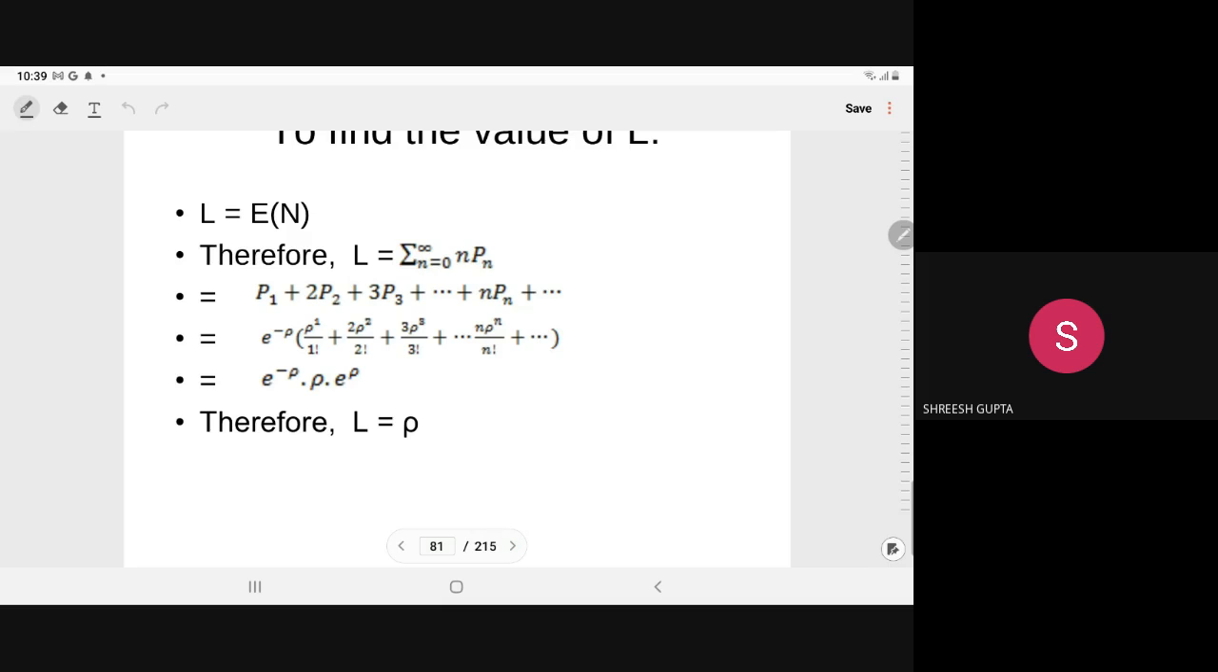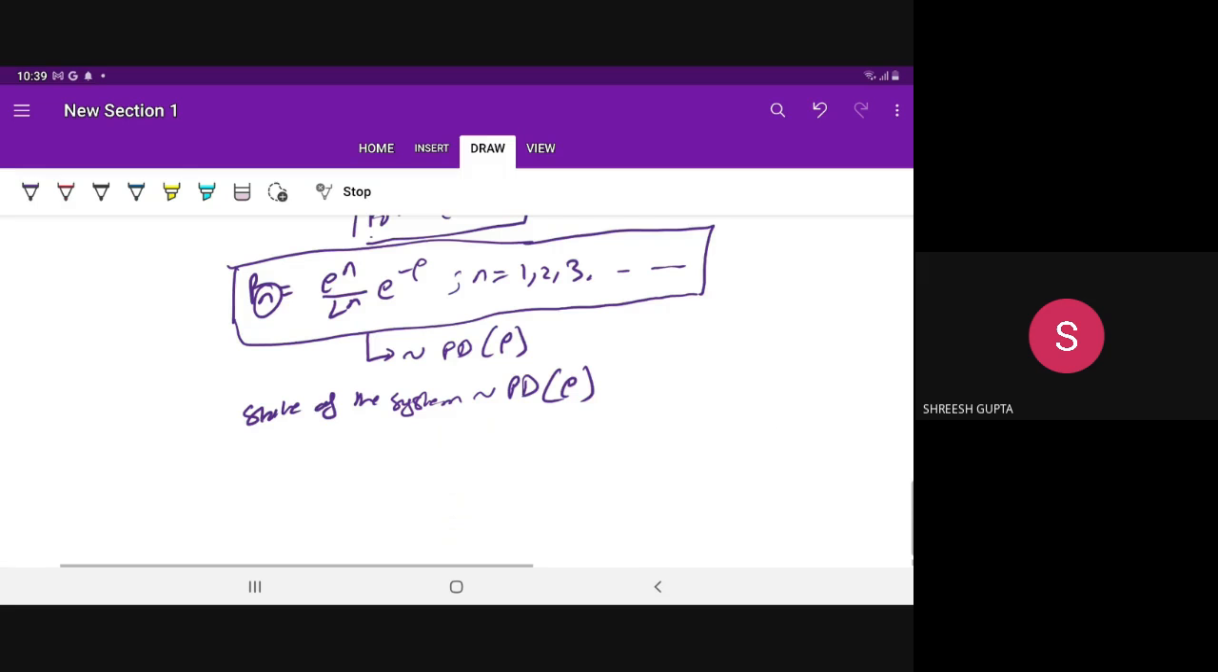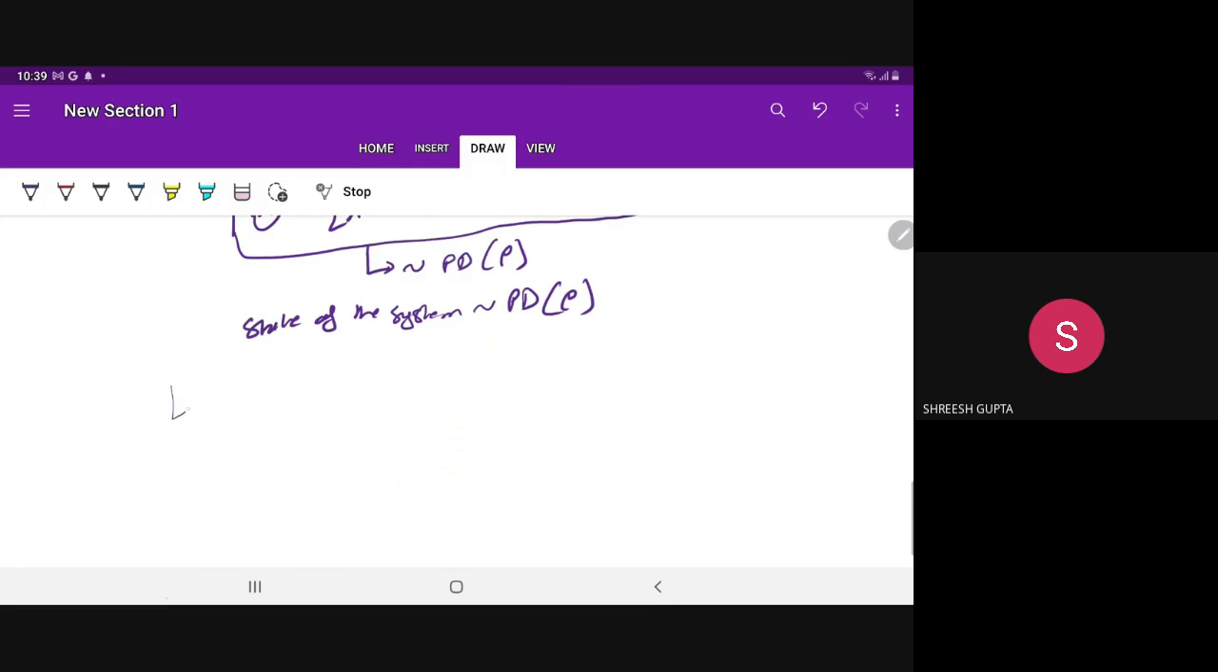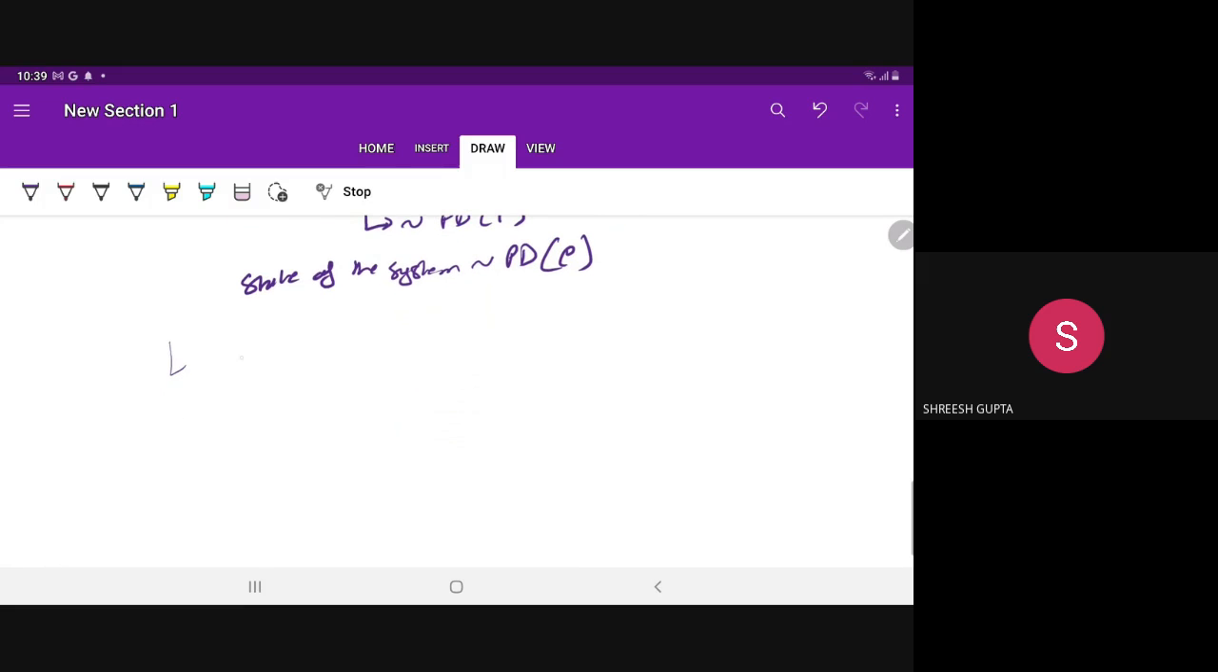Now we have to compute the value of L. So what is the L? L is the expected number of customers in the system. Expected number of customers in the system. We know the basic formula.